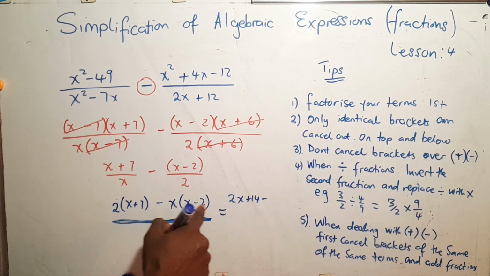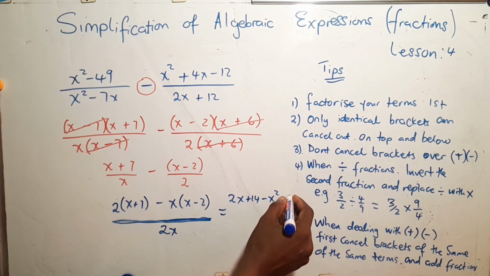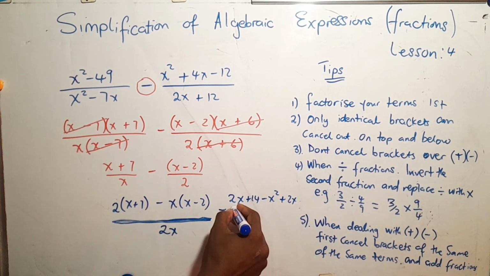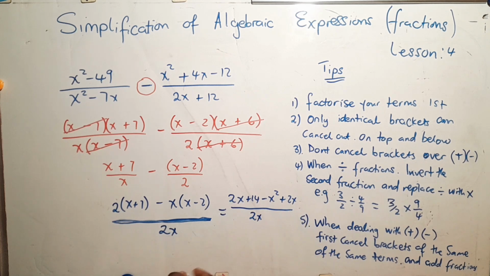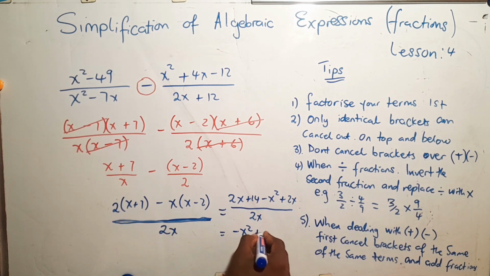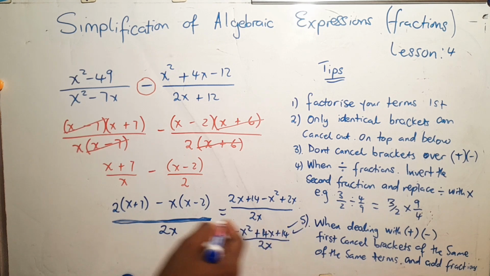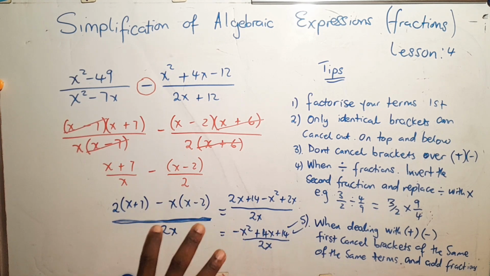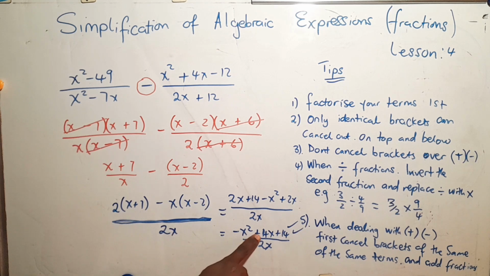So now from then, we can see that these are multiplying, so that will be 2x plus 14 minus, and this will give us x squared plus 2x, because negative and negative gives us positive, all over 2x. And now we can add the like terms, so this will be negative x squared, and this plus that will give us 4x, so plus 4x plus 14 all over 2x. So now it is simplified like that. There's no need to cancel out anything now. It is fine, because we said you cannot cancel over a plus or a minus. You can only cancel the identical brackets. So this is how you can add or subtract the fractions.